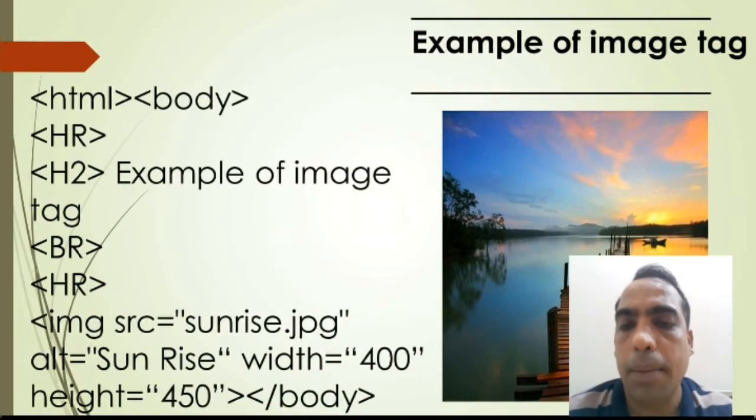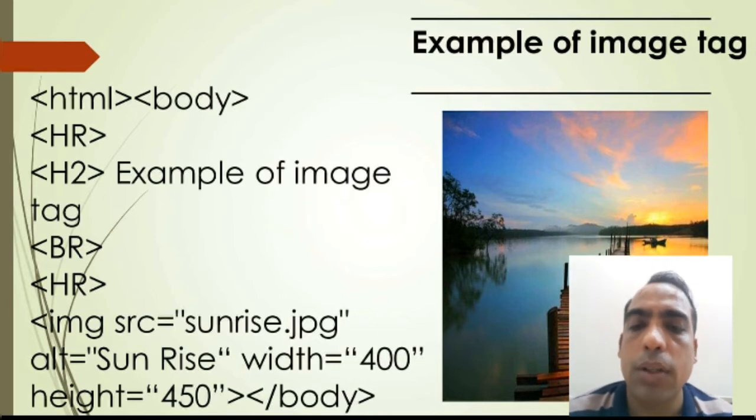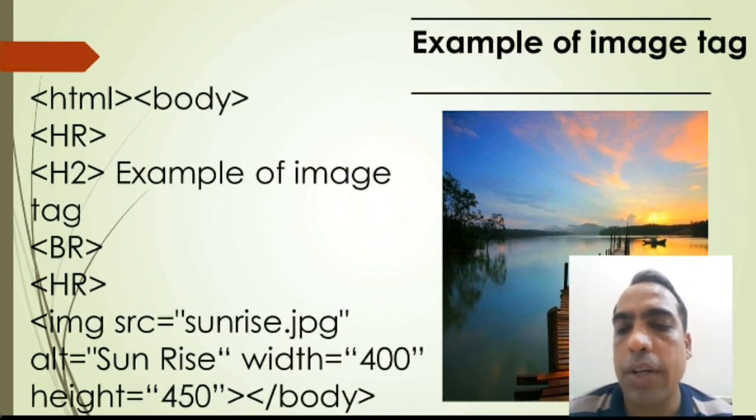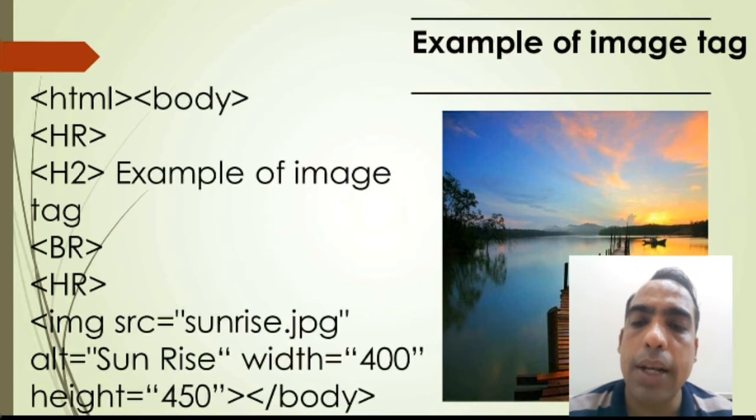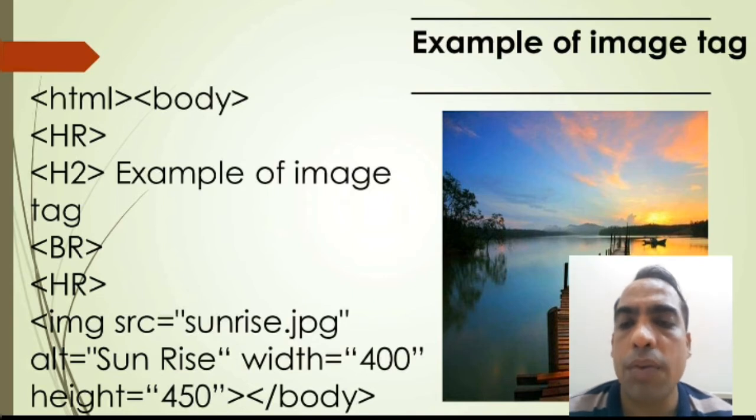You can see one example of the img tag. In this example, we have inserted one image whose URL is sunrise.jpg, and we have set the width of this image to 400 and height to 450, and we have written one alternative text also, sunrise. You can see this in the output. Between two horizontal rules, one text is there, example of image tag, and we can insert this horizontal rule with the help of the HR tag.